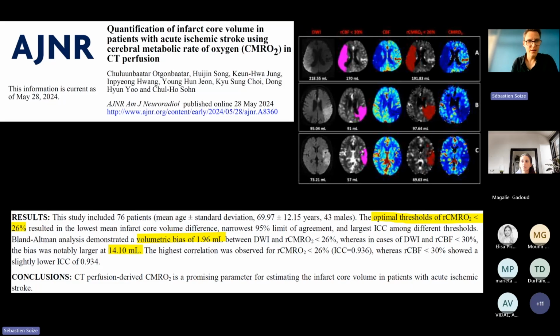So finally, you see, if you stay with your CBF, you get 14 milliliters of variability compared to using CMRO2. So you're closer to the truth with CMRO2.